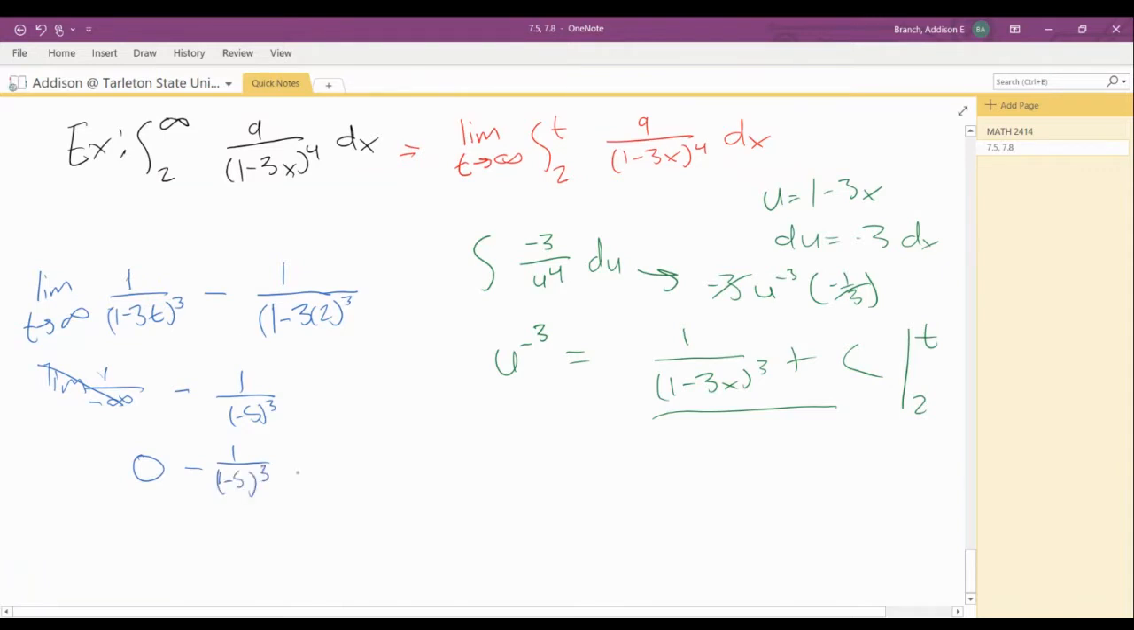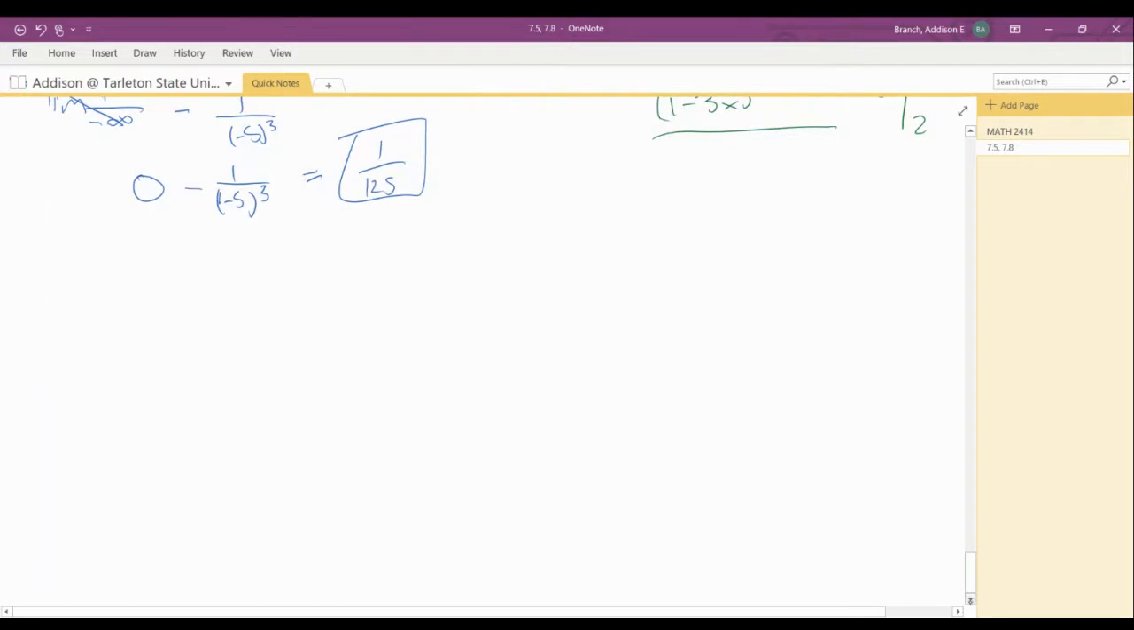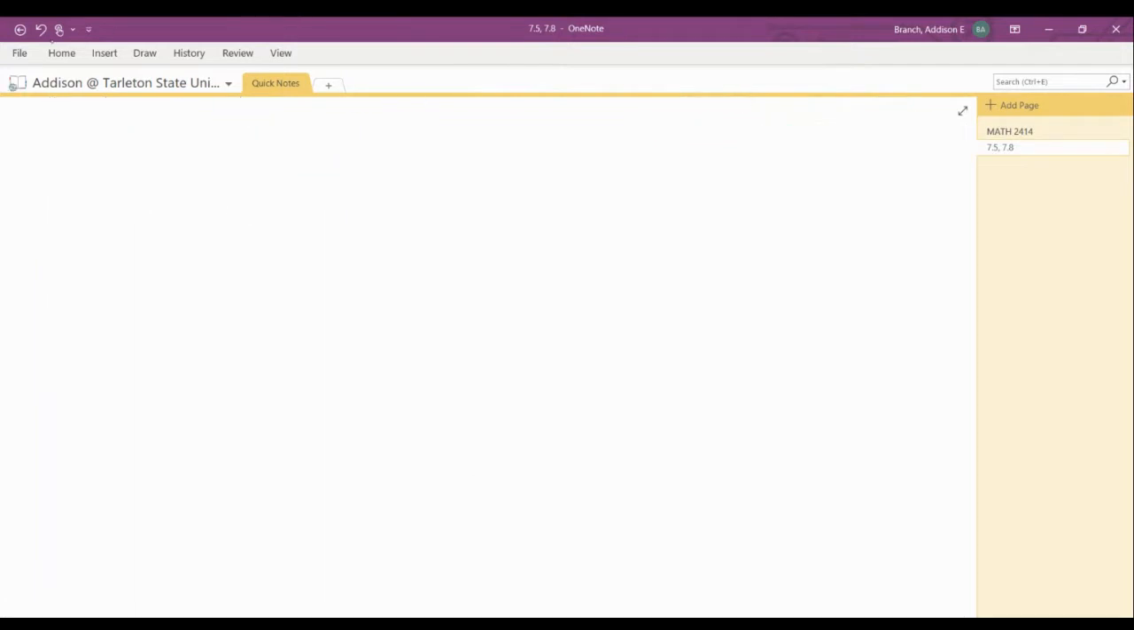Negative 5 cubed, so therefore we are going to get 1 over 125. So now we've done a couple examples for type 1. Let's talk a little bit about type 2.